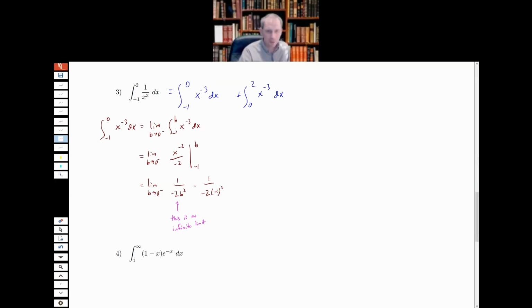Okay, this is an infinite limit, and the other one's not, right? The other one's just a half, but that doesn't matter. So the whole limit is infinity. So the integral from -1 to 0 of 1 over x cubed dx diverges. So the integral from -1 to 2 of 1 over x cubed dx diverges. Okay, any other questions on this one?